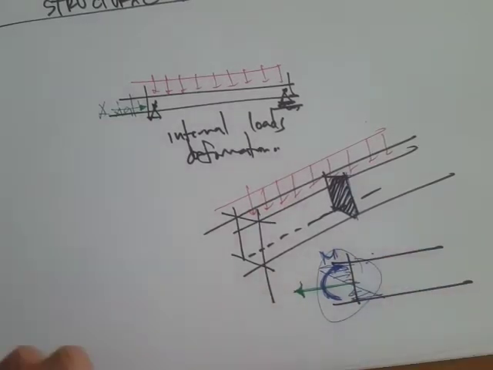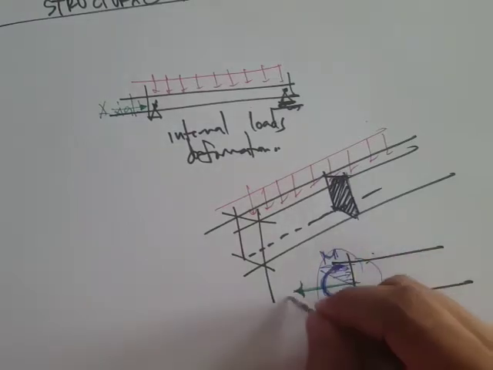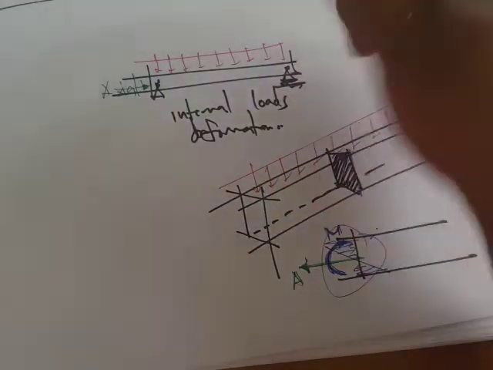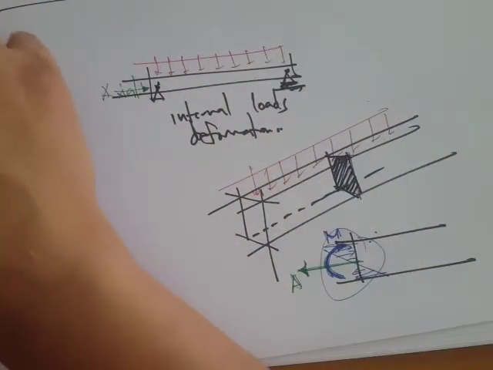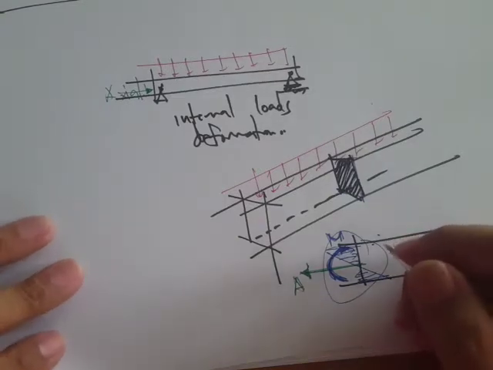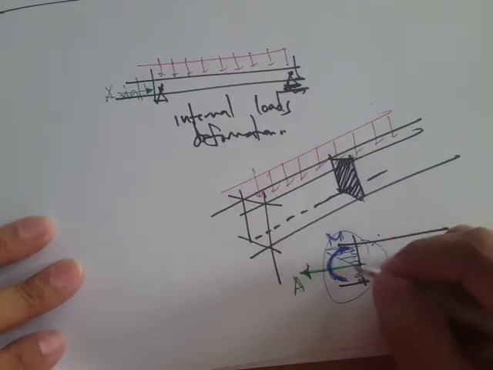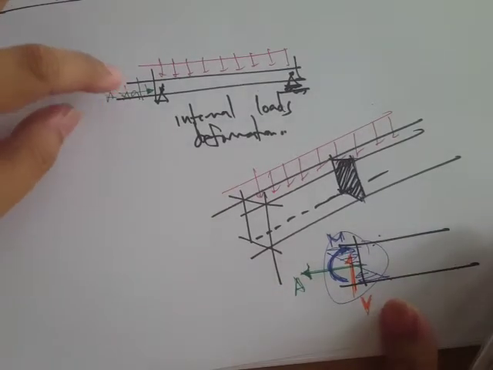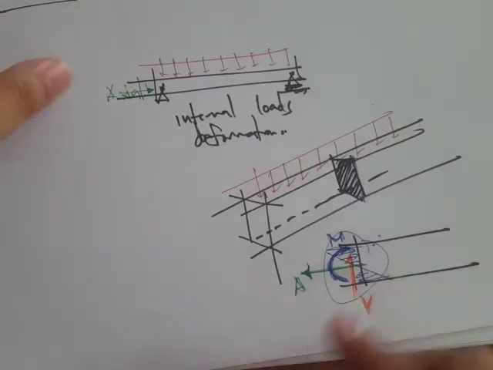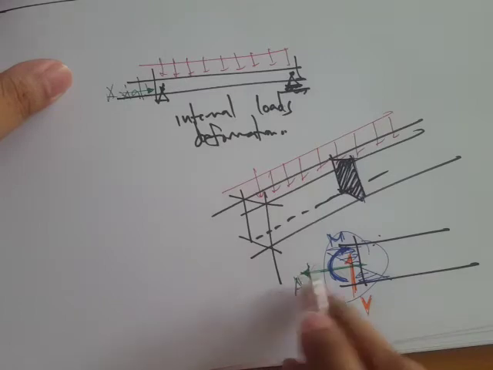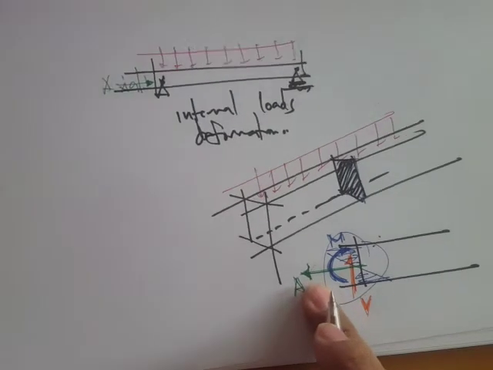Okay, so we have axial force, moment, and, oh sorry, since this is a beam, there will be shear forces as well. So that's V. In some cases, if there's no actual external axial force, then you will not have this internal load.